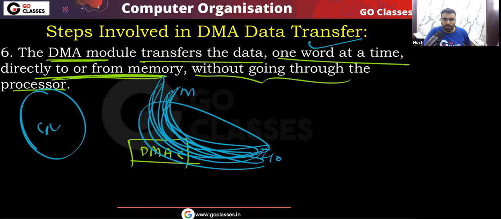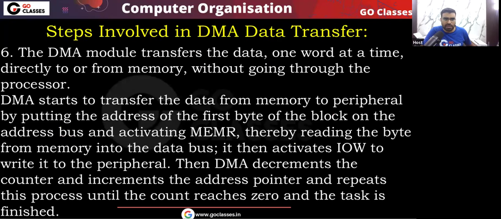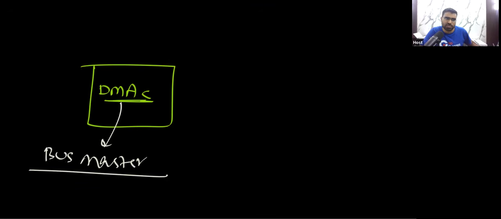Here you have the CPU. Okay. Now, at the end, what will happen? See this. Let me tell you some more details about this data transfer. See, now the DMA controller has become the master of the system bus. Now this is the bus master, master of the system bus.